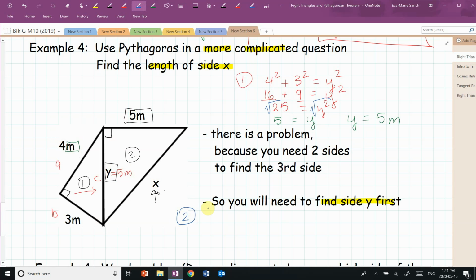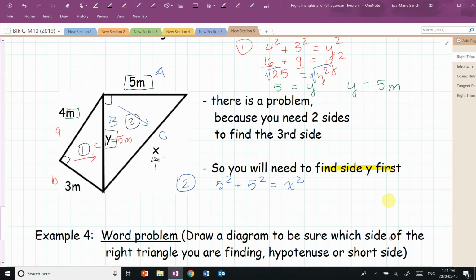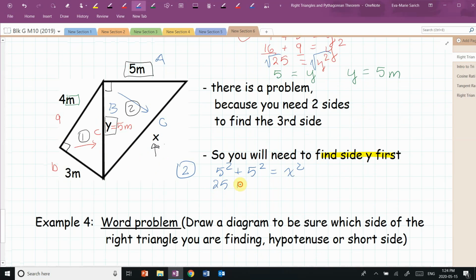And on the second triangle, again, this opposite is going to be our side C. One is A and one is B. So they're 5 and 5, so 5 squared plus 5 squared for A and B equals, substitute our x squared. So that's going to be 25 plus 25 is equal to x squared. Now add the numbers, and 50 is going to equal our x squared. So now the last step here is to take the square root.